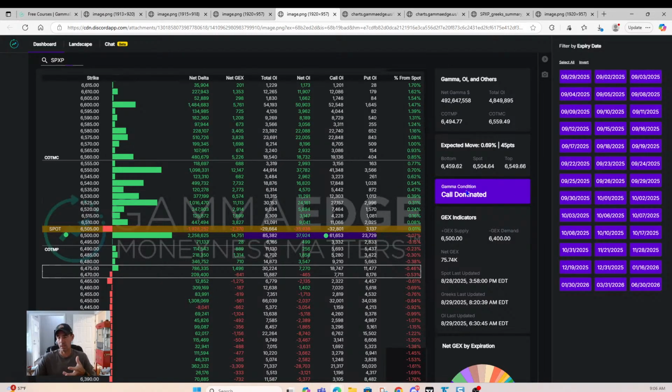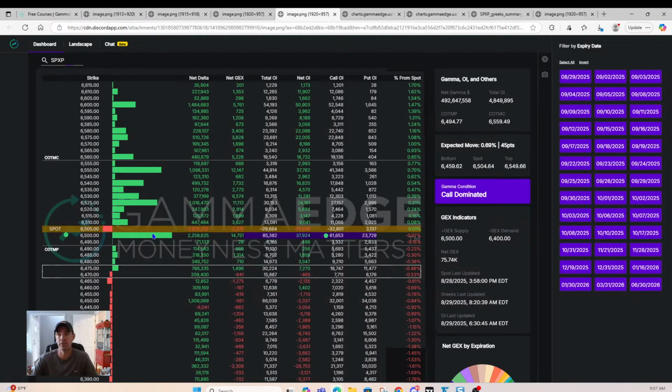Now, if this was in a put dominated environment, then below transition definitely would be a bearish type look, and then above transition, if we're in a put dominated environment, would not necessarily be a bullish look, but it would be less favorable for downside movement. So that's how we look at those transition areas. So make sure you keep those on your radar.